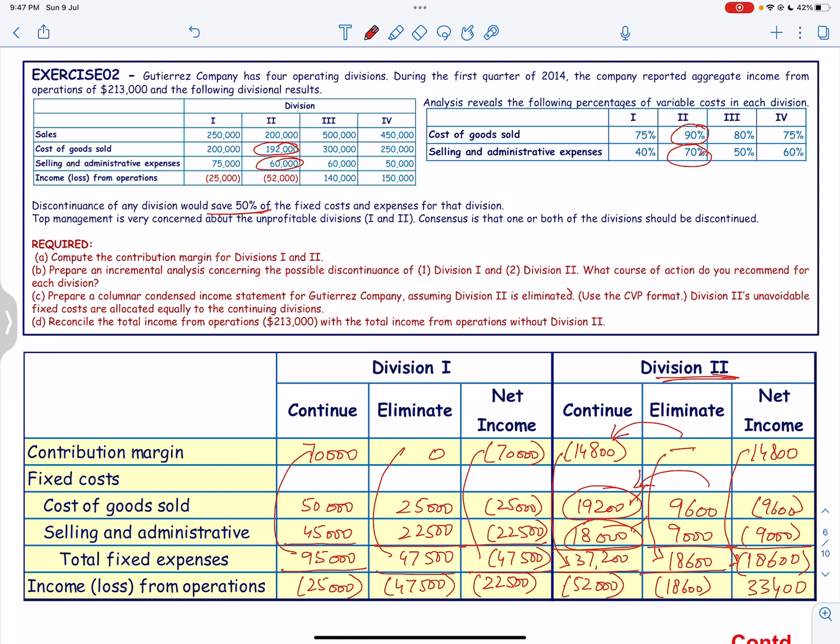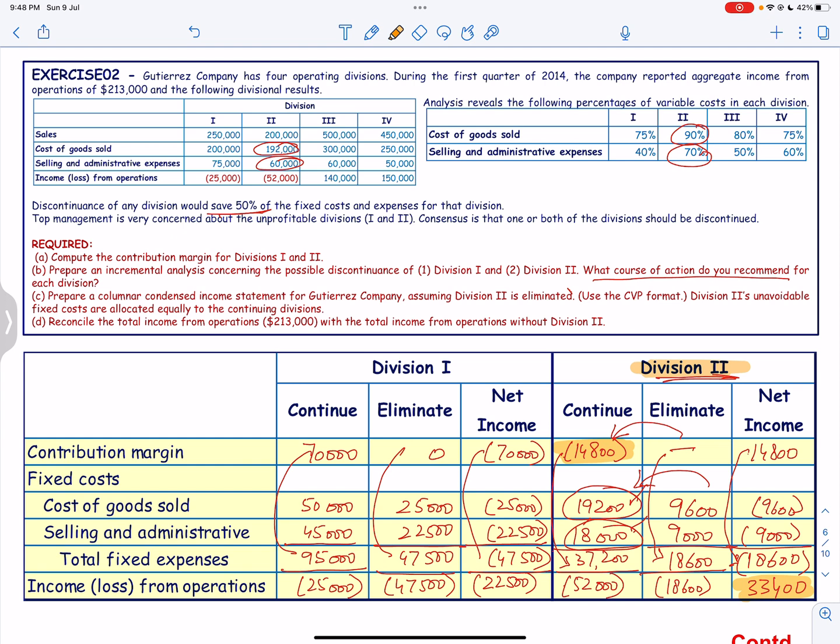And we go to the second part over here. What course of action do you recommend for each division? Now, if we look into division 2, it should be eliminated because it is giving a negative contribution margin, and income from operation would increase by 33,400 if division 2 is eliminated.